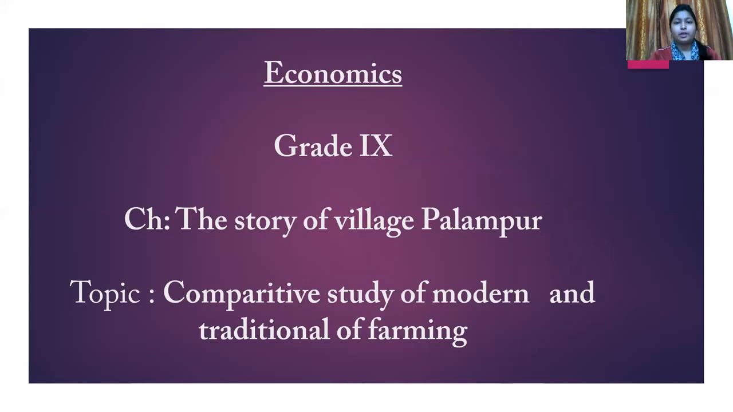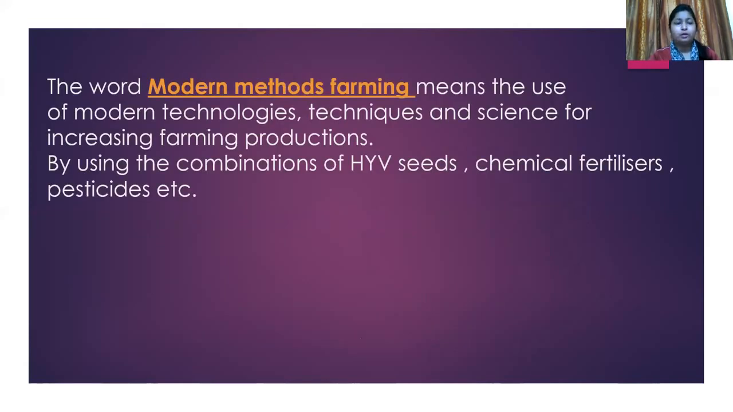Moving on to our next slide, that is the comparative study of modern and traditional methods of farming. Before that, what are modern methods of farming? You can check here. Modern methods of farming means the use of modern technology, techniques, and science for increasing farm production by using combinations of HYV seeds, chemical fertilizers, pesticides, etc. I hope now you are clear with the meaning of modern methods of farming. Moving on to the next slide.